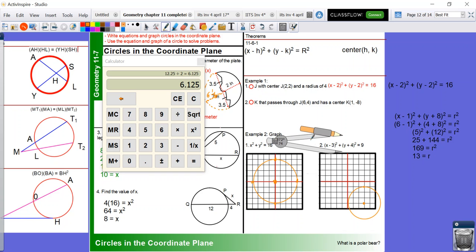And so that's how we go ahead and graph. Now I'm going to make one more video that has one problem on it that deals with how to find the center and the radius when you only have 3 points, and you need 3 points on this one.